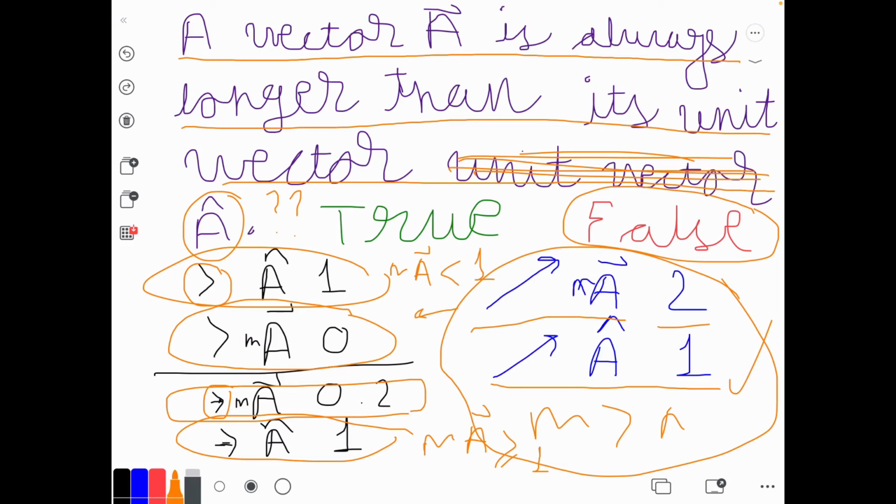So hopefully you understand how you can tackle this problem. It's a false statement. Maybe the professor gives a trick question. My professor doesn't; he actually worked this one with us, so that's how I know it's false. But just know that not all unit vectors are going to be less than the magnitude of a vector. There are the possibilities that the magnitude of the vector is less than the unit vector, or even equal. If you have 1 and 1, it's going to equal the unit vector.